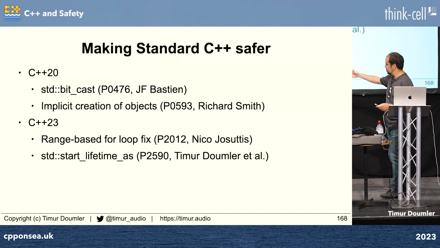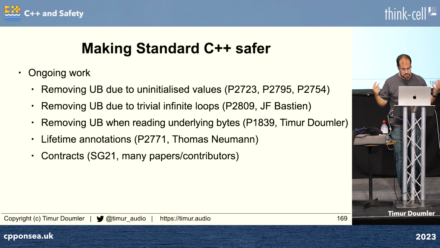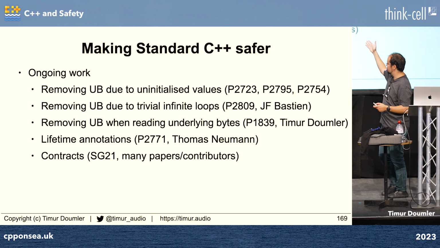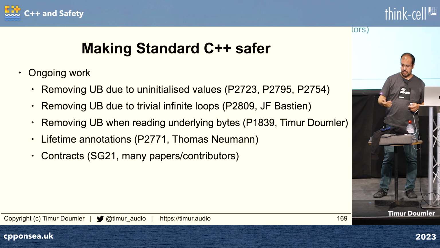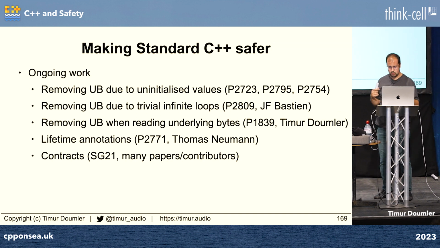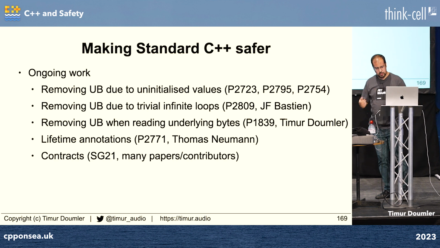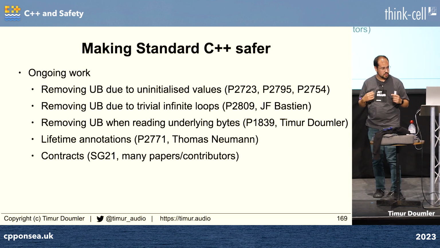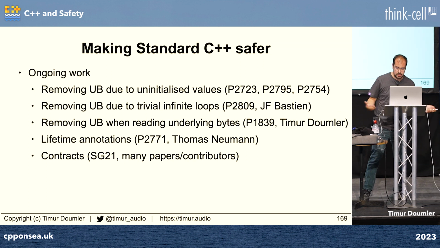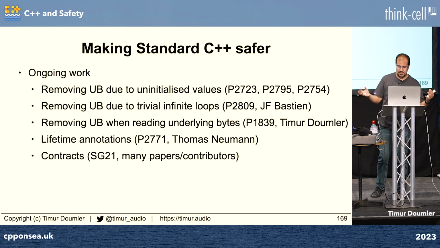In C++23, we fixed the range-based for loop. We have start_lifetime_as. And there's ongoing work, right? I mentioned the ongoing work on uninitialized values by J.F. Bastien, Thomas Köppe, and others. There's another paper from JF to remove UB due to trivial infinite loops, which is also ongoing work. I'm working on a paper to remove UB when you read the underlying bytes of an object, because it turns out that's also UB, even though it shouldn't be. So you can't essentially implement a hex editor unless you memcpy everything.